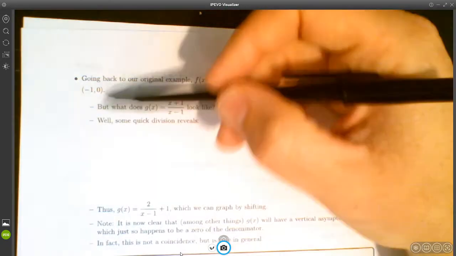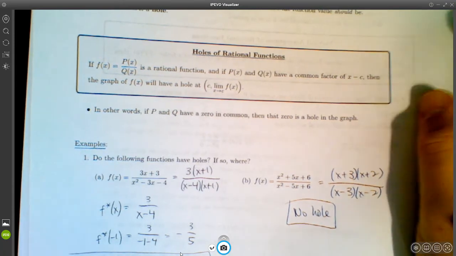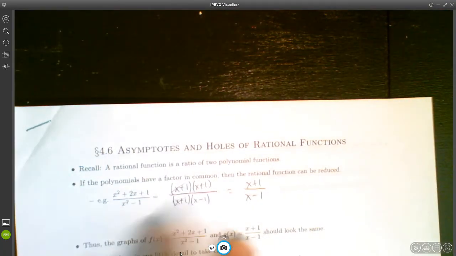Why did I think -1, 0? Did I make a mistake on the first page or something? Oh, no. No, I'm sorry. I was confusing this with example 1a. 1a has a hole at -1, -3/5, but we're not looking at example 1a, we're looking at this example.